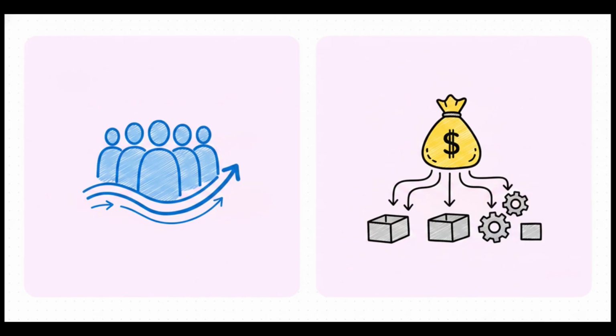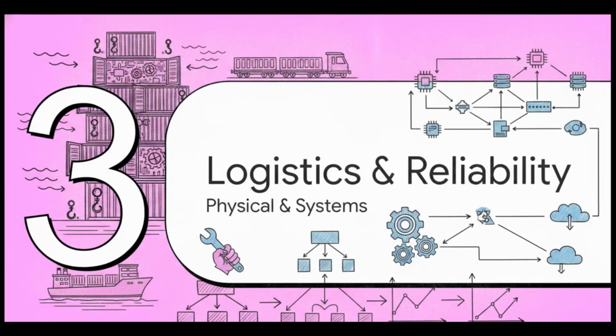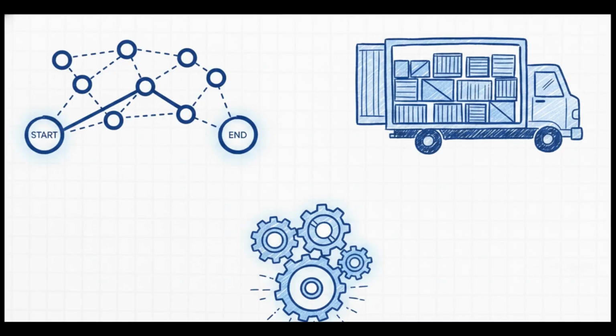How cool is that? Now, let's transition smoothly into our final section, Section 3, logistics and reliability, physical and systems problems. Our source gives us three fascinating areas here, and this brilliantly illustrates the sheer versatility of dynamic programming. First up, the stagecoach, or shortest path problem.